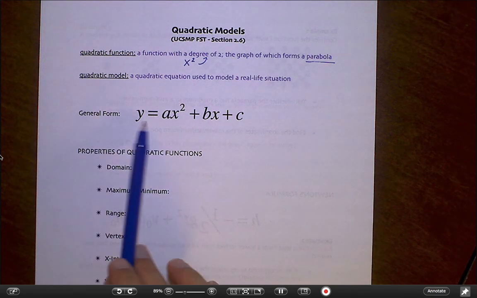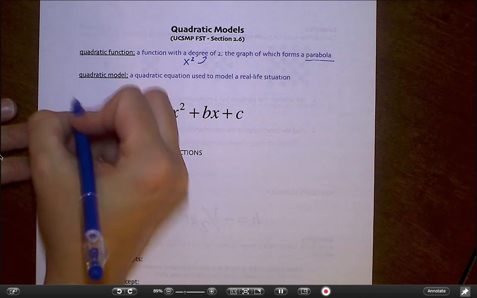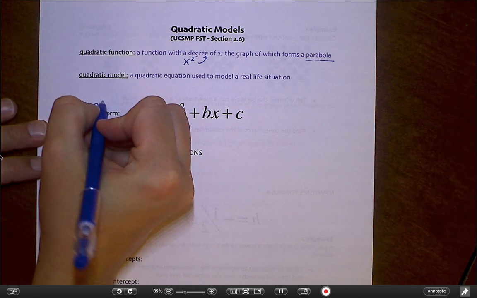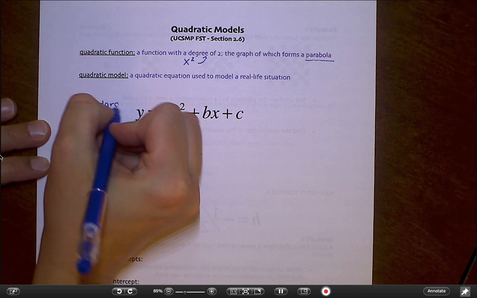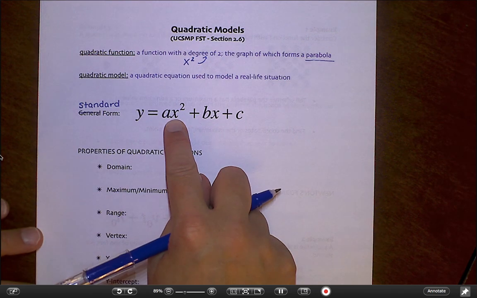So I've got general form of a quadratic, and I actually don't like that I use the word general here. This is considered to be standard form because, of course, in the last couple of lessons, we focused on the difference between standard form and vertex form. So this is standard form. You'll see that x squared sitting there.